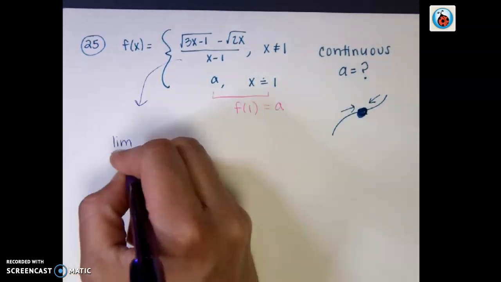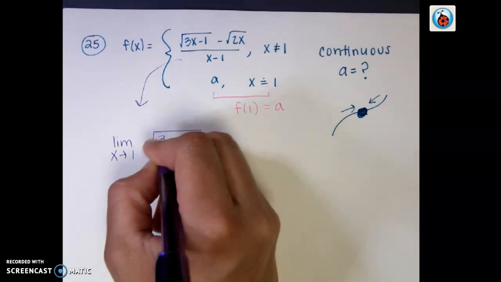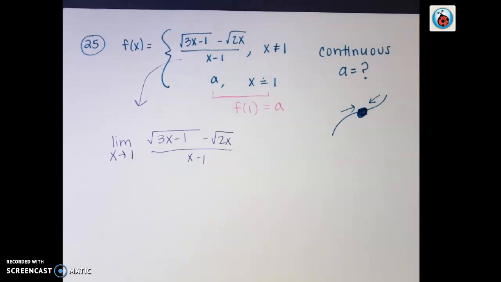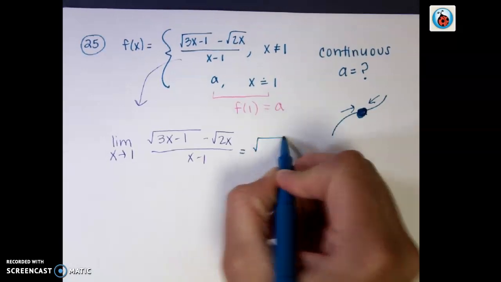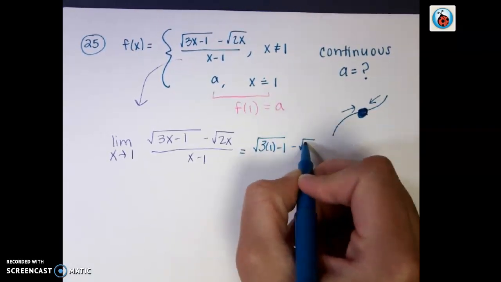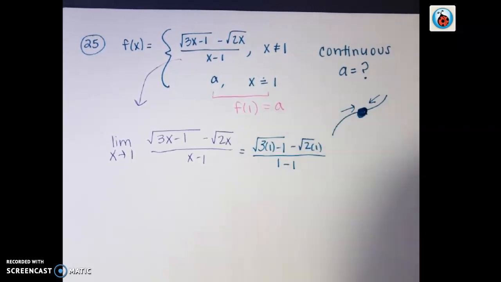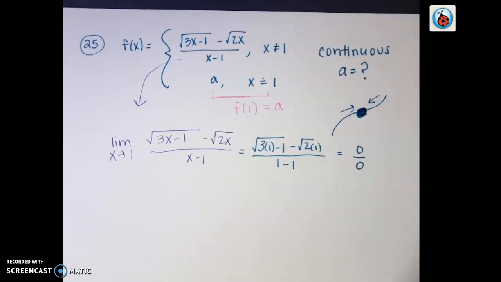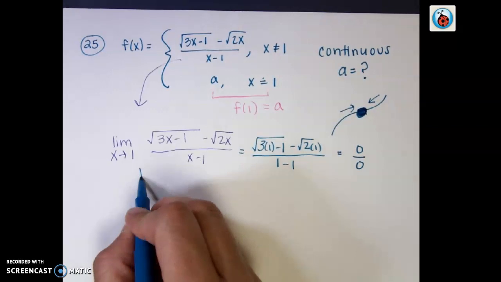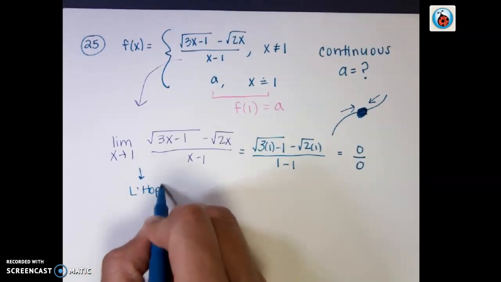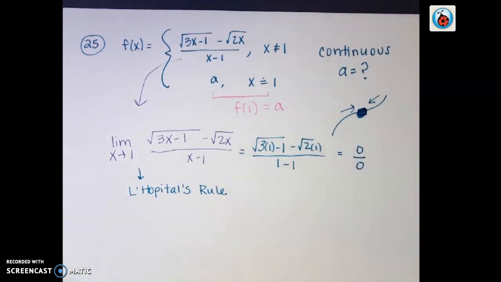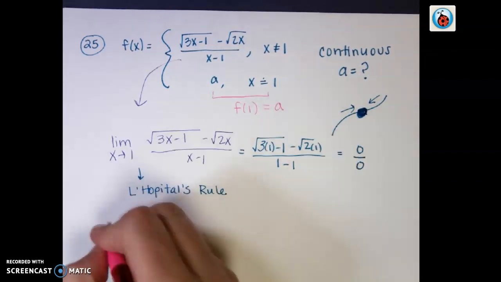as x approaches 1 of the square root of 3x minus 1 minus the square root of 2x, over x minus 1. So if you remember, for limits, the easiest way to do it is to do direct substitution. So we're going to plug in 1. If you plug in 1 there, you're going to end up with 0 over 0, which is called the indeterminate form. So remember, we learned L'Hopital's rule later in the year. This says if you end up with the indeterminate form, you can find the derivative of the numerator and the denominator, and then you can do direct substitution.